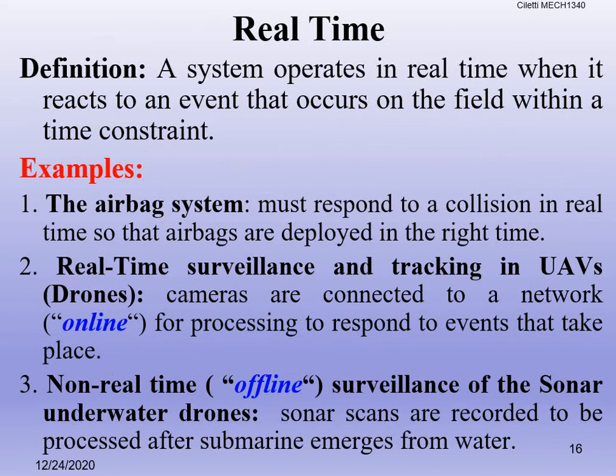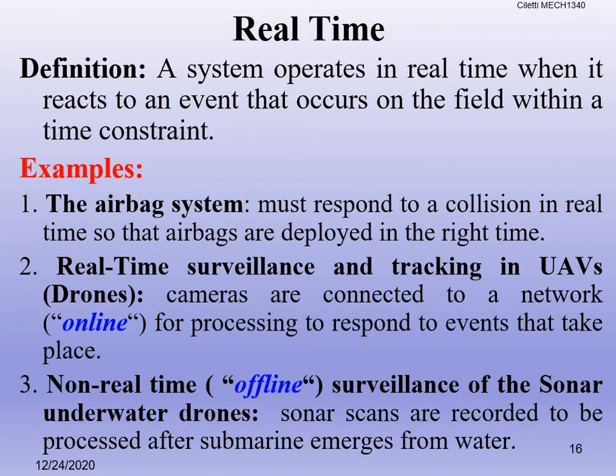All right, so let's talk about real time. The definition: the system operates in real time when it reacts to an event that occurs on the field within a time constraint. Let's talk about examples. An airbag, if you get in an accident, has to respond to a collision in real time. The second that your car detects some sort of collision, that airbag has to go off.